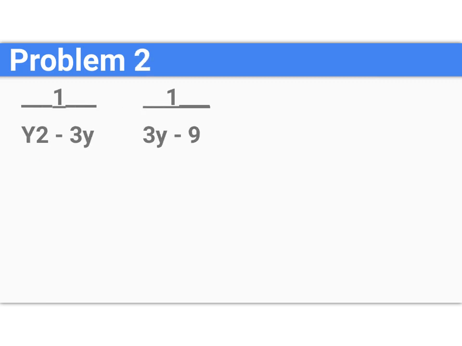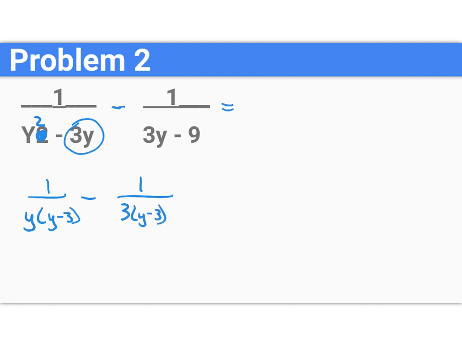Okay, problem 2. I'm sorry for the typo here. I know I fixed it on this. It's supposed to be y squared. And this is subtract. Okay, so factoring out a y. This is not a difference of squares because this term is not squared, but they both have a y. So take a y out, and you're left with y minus 3 minus 1 over 3 times y minus 3.